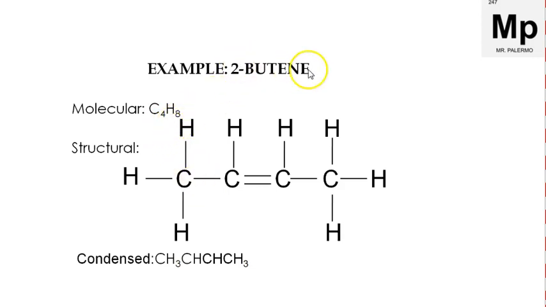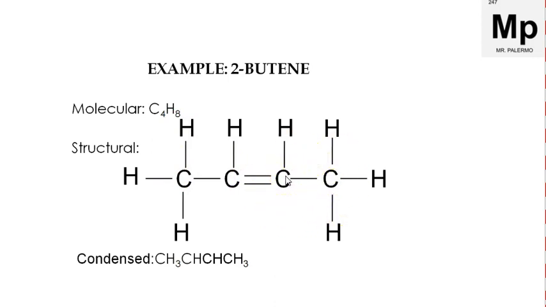So here is 2-butene. The molecular formula is C4H8. So it has 4 carbons and 8 hydrogens. And the 2 indicates that the double bond is on the second carbon. So 1, 2. If I go right to left, 1, 2.